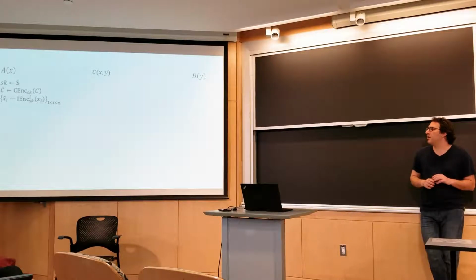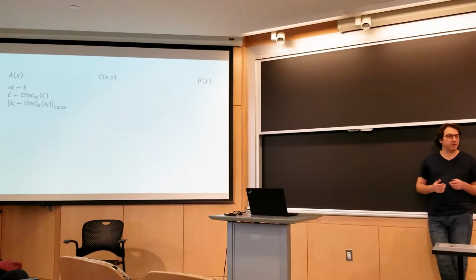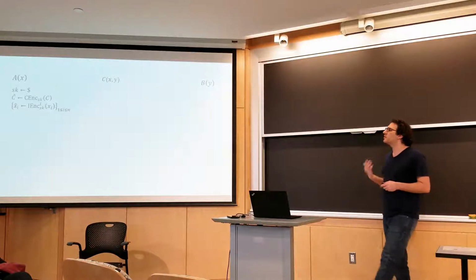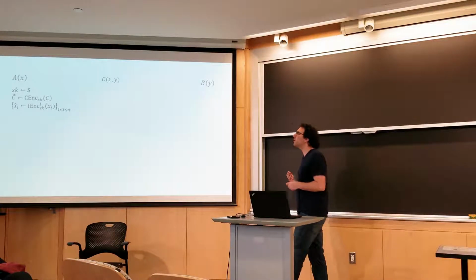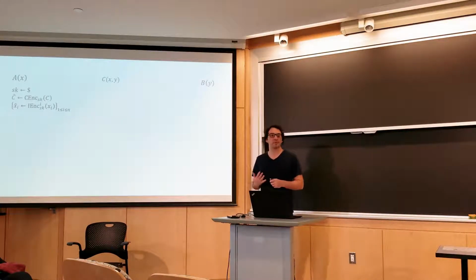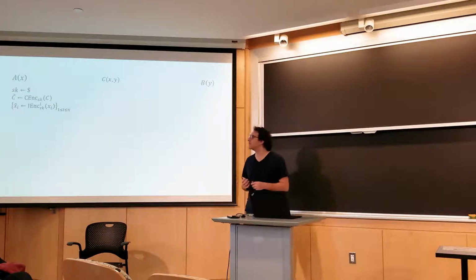So party A is going to start. It's going to sample a secret key for the garbling scheme, and it's going to garble the circuit, and it's going to garble every bit of its input separately. That's kind of the natural thing to do, I think.